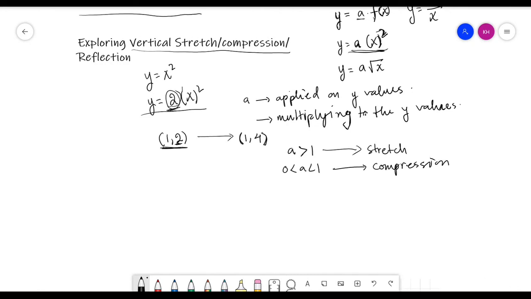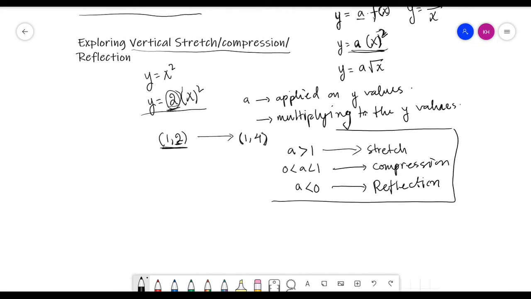And last but not least, when a is less than 0, that is, a is a negative number, and we multiply a negative number to another number, that number turns negative as well. So that makes it a reflection. So this is something that you need to remember when you are doing transformations. So that's pretty much it about vertical stretch, compression, or reflection.